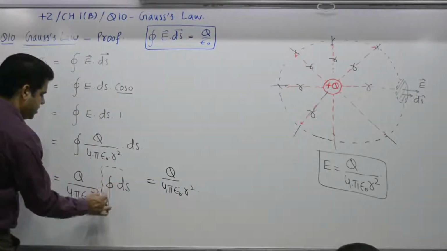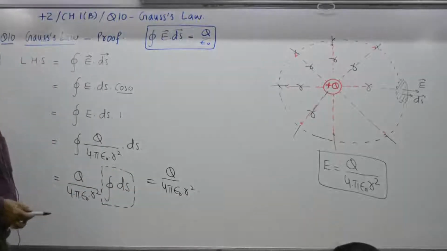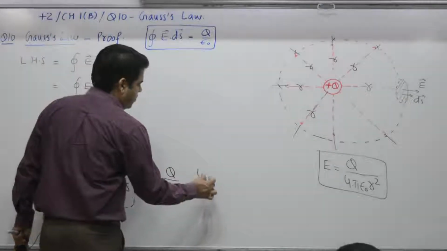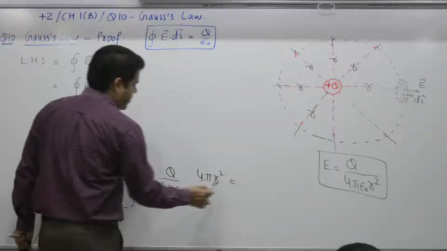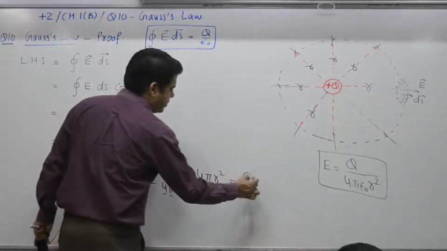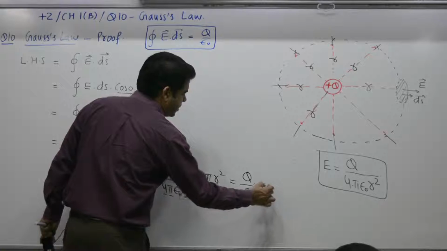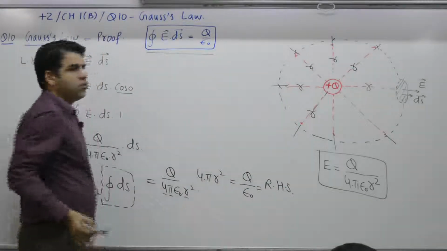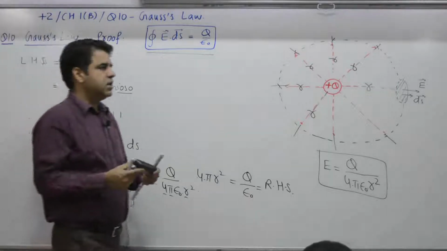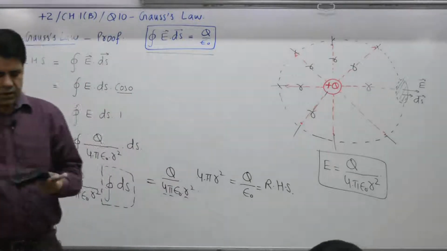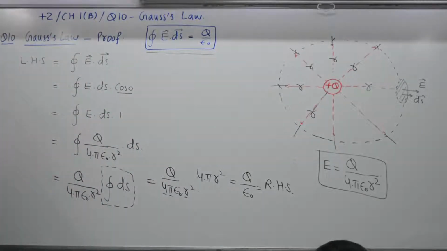This part is the total surface area of a sphere. Which is what? 4 pi r square. 4 pi r square here, and here also you have 4 pi r square, which cancel. What you are left with is Q by epsilon, which is what? The right hand side. So that is the proof, for one arrangement as per your syllabus. The exact proof is complex and is for higher classes. This is a simple format of the proof. Time with you is 3 minutes to write.